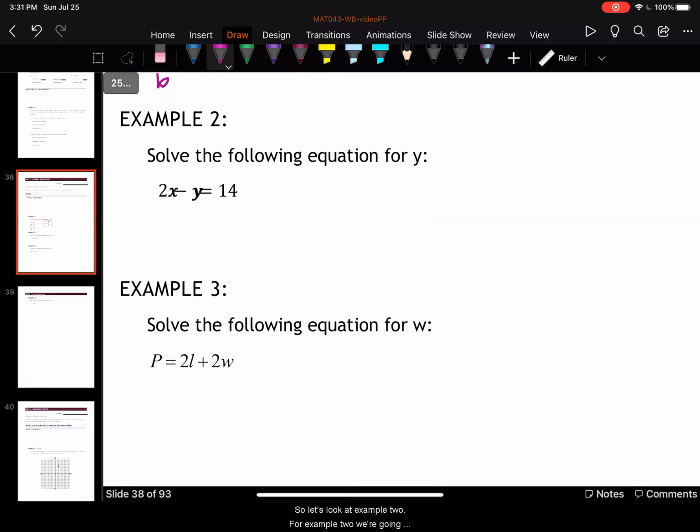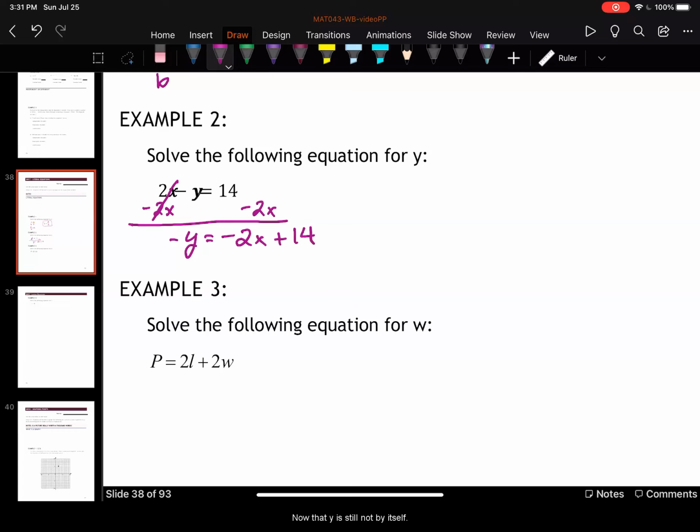So let's look at example 2. For example 2, we're going to solve for y. We have 2x minus y equals 14. So the first thing I'm going to do is subtract 2x on both sides. The reason I'm subtracting is because that 2x is a positive value. Even though it's got a minus after it, the 2 is positive. And we cannot combine the 2x and the 14 because they both don't have a variable. So on the left-hand side, those will cancel out, and I'll be left with negative y equals, and I like to put my variable first, so negative 2x plus 14.